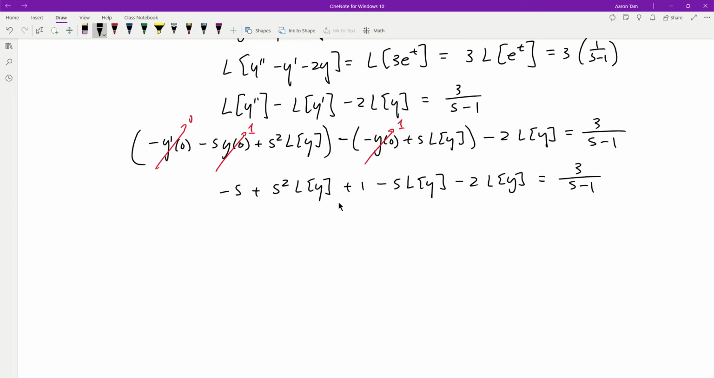So I'm going to collect all the Laplace transform of y together, and that gives me s squared minus s minus 2 Laplace transform of y equal to 3 over s minus 1. I'm going to move the minus s and the plus 1 over. So that's what I got.